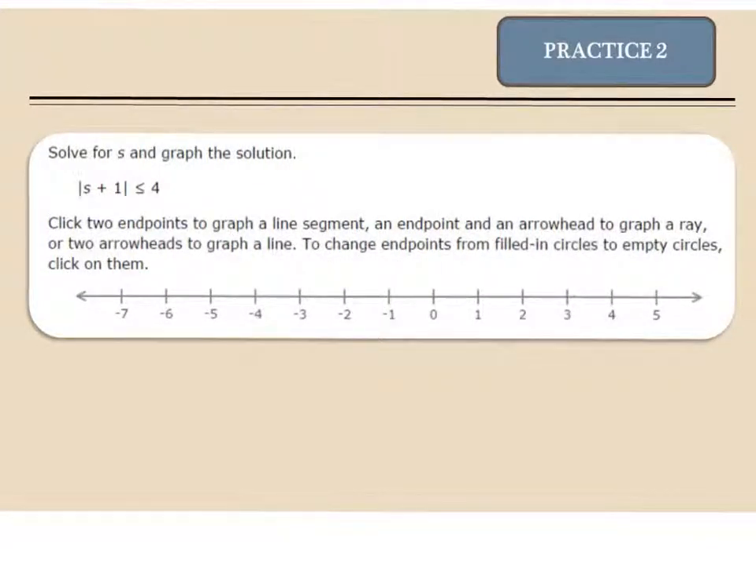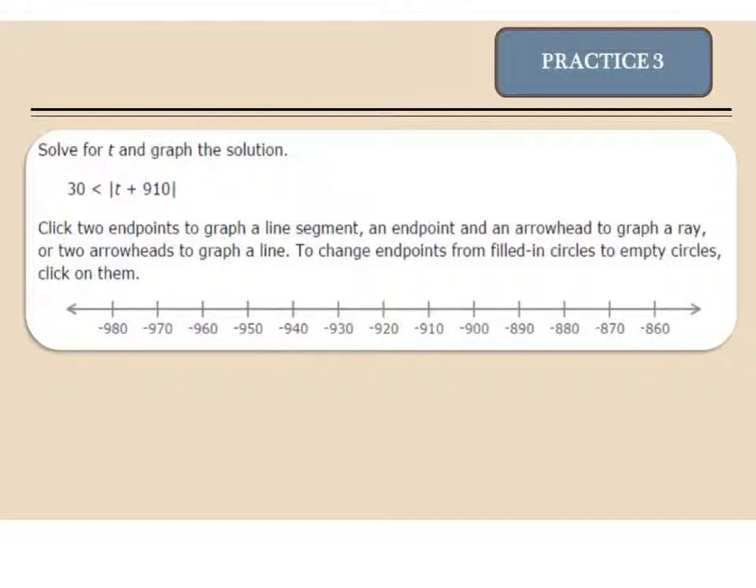Practice 2. The absolute value of s plus 1 is less than or equal to 4. Again, stop the video and solve the practice problem now. Practice 3. Solve for t and graph the solution. 30 is less than the absolute value of t plus 910. Stop the video and solve the practice problem now.